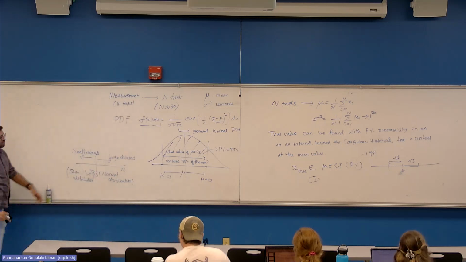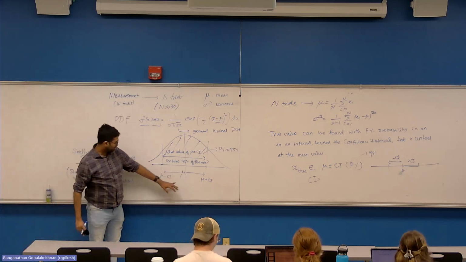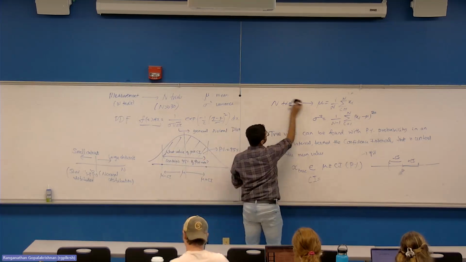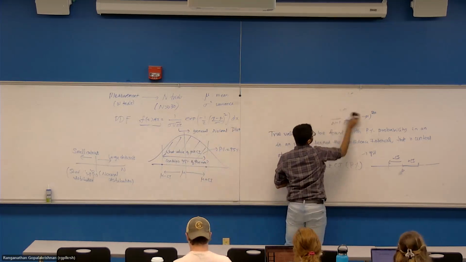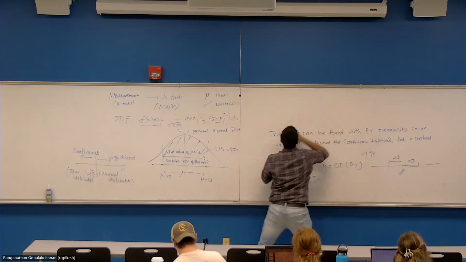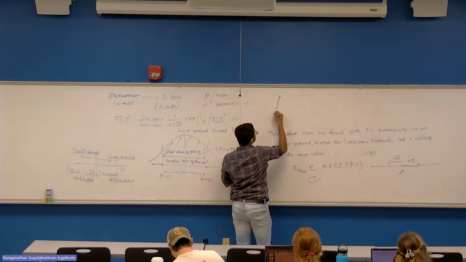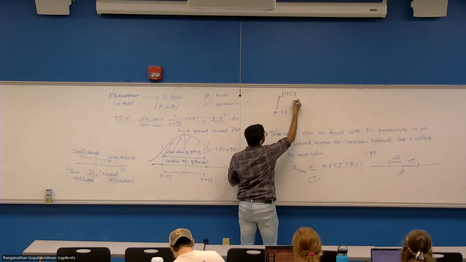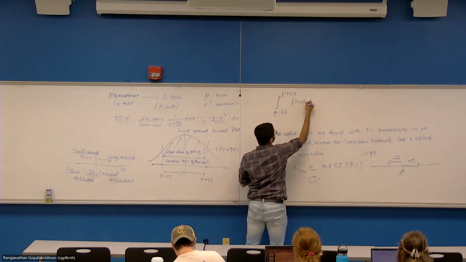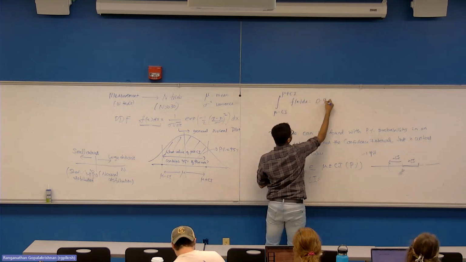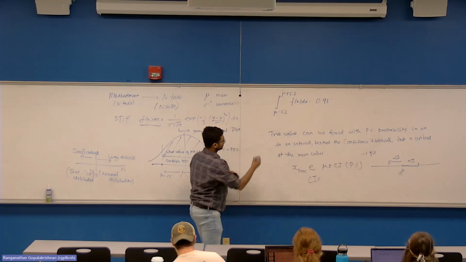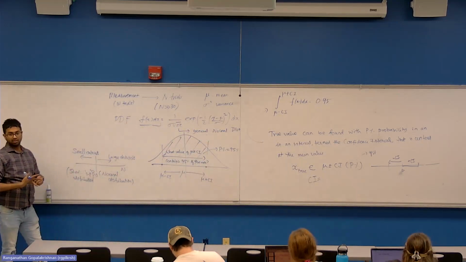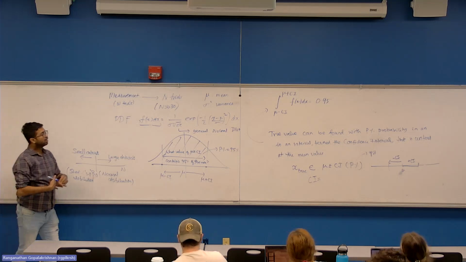How will you answer this question? How do I determine it? Putting it in words, it's like saying the integral from mu minus Ci to mu plus Ci of f of x dx is equal to 0.95. That is the statement. Z equals 1.96, negative 1.96.